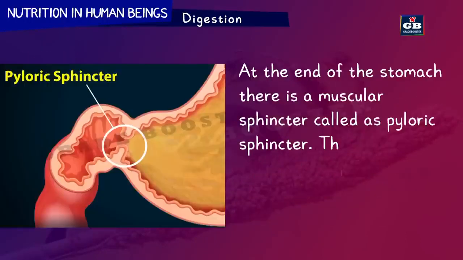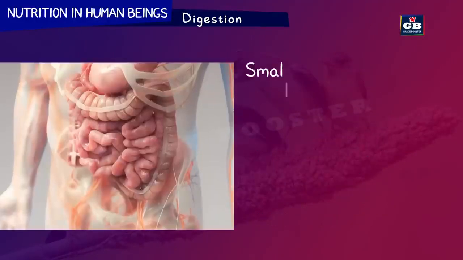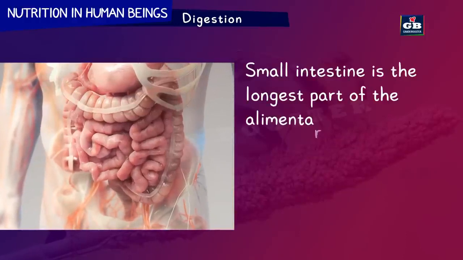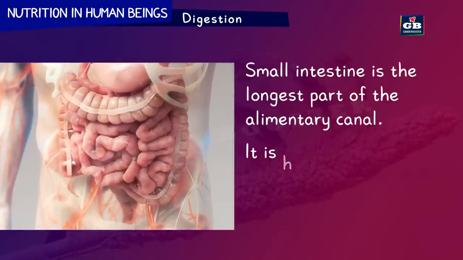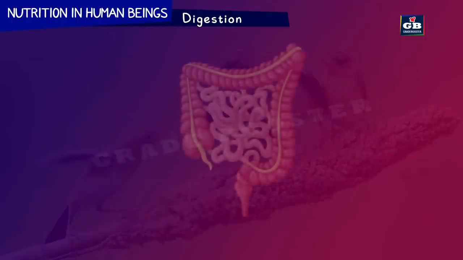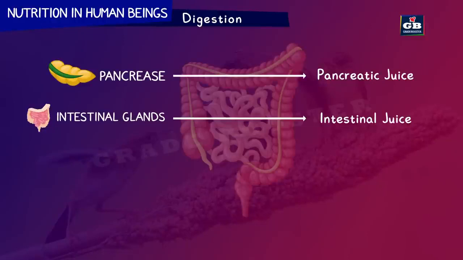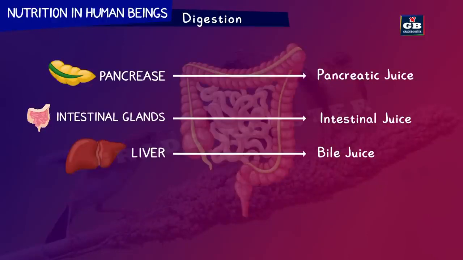At the end of the stomach, there is a muscular sphincter called the pyloric sphincter. This sphincter releases the partly digested food slowly into the small intestine. Small intestine is the longest part of the alimentary canal. It is highly coiled to fit in less space. Pancreas secretes the pancreatic juice, intestinal glands secrete intestinal juice, and liver secretes bile juice into the small intestine.